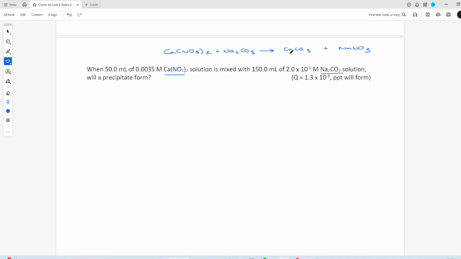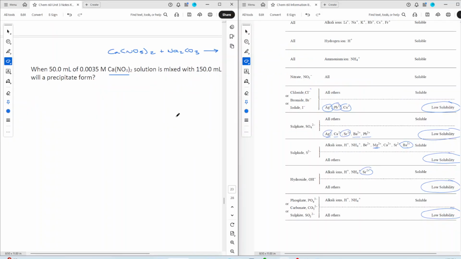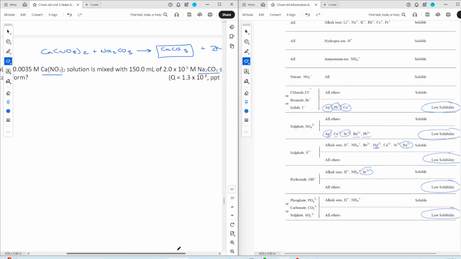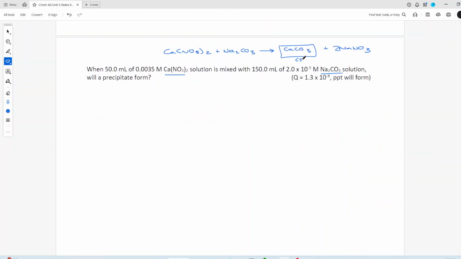Now I don't need to balance this, but it's going to bug me if I don't. Okay, and so the only potential precipitate is the calcium carbonate. So let's first check to make sure that that is a possibility. So calcium carbonate, we're looking at carbonate is low solubility with everything except for those basic ones. So this is my potential solid. The question is, will a precipitate form? So calcium carbonate will form calcium and carbonate ions.